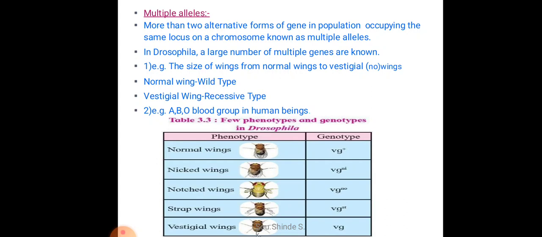Next, another example of multiple alleles is the ABO blood groups in human beings. The gene I controls the ABO blood groups and it has three alleles, IA, IB and small i. This is another example of multiple alleles.